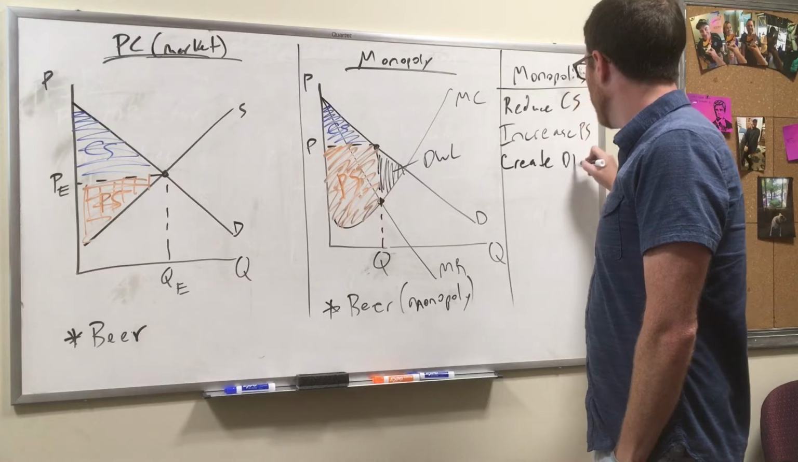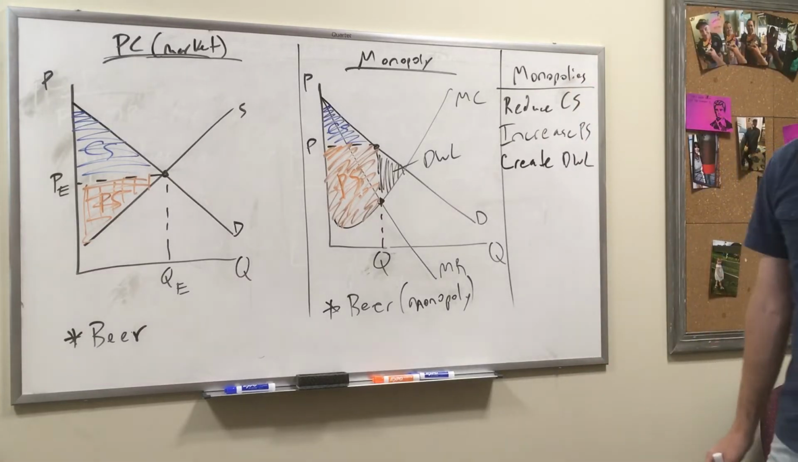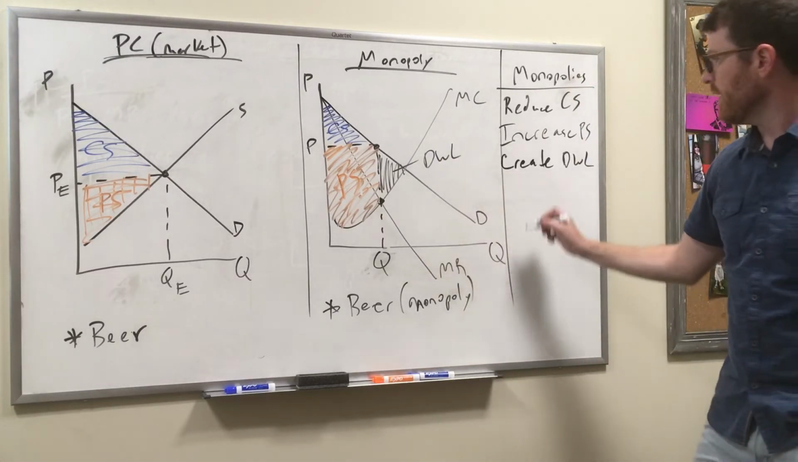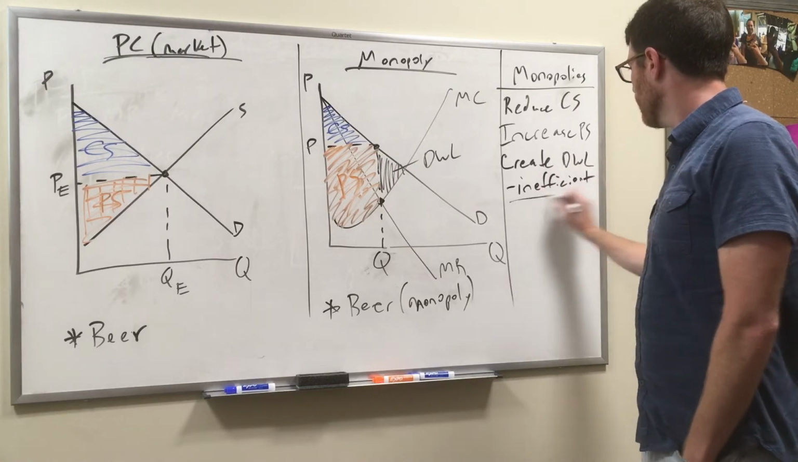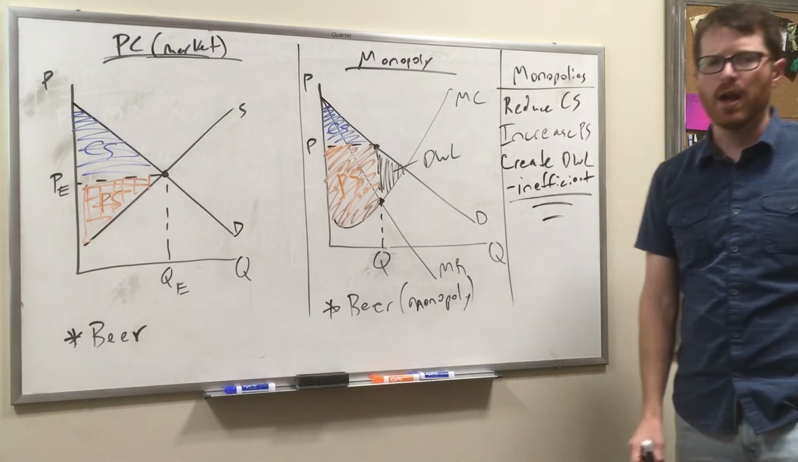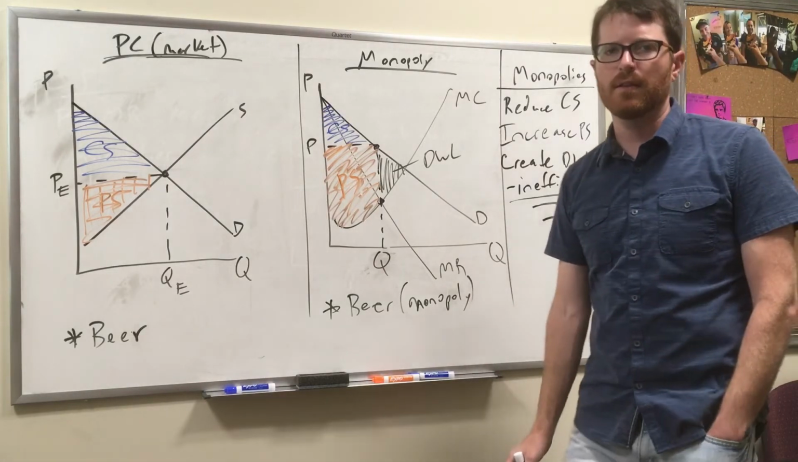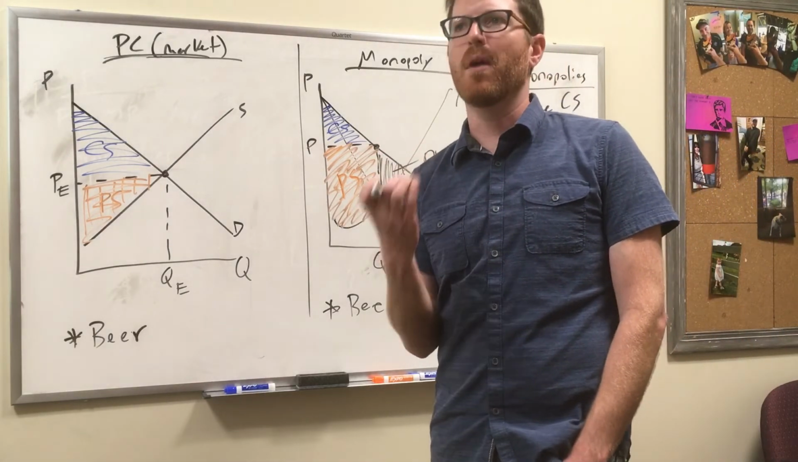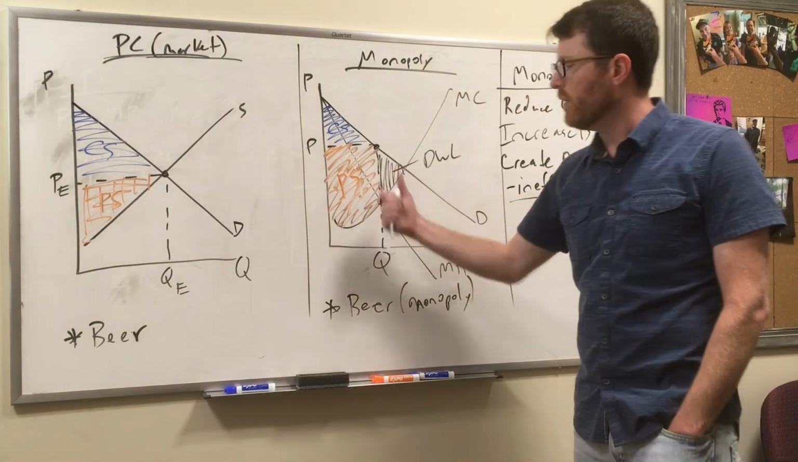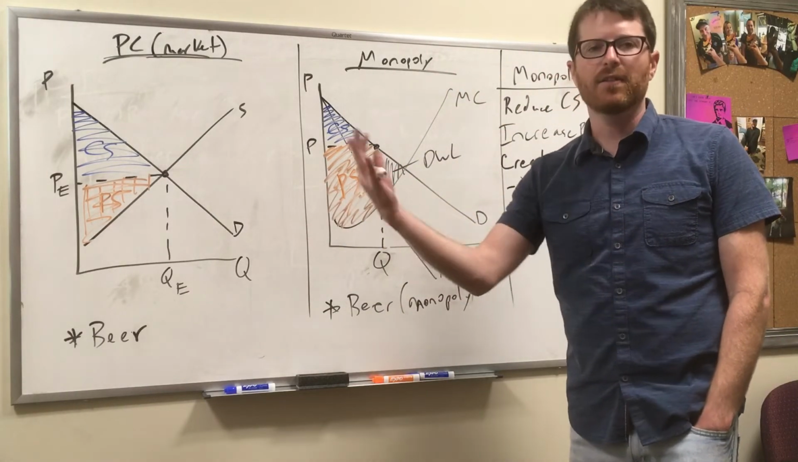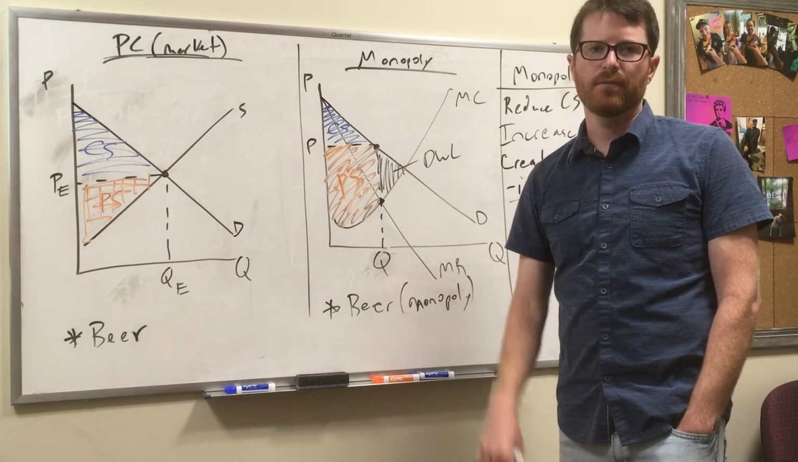they create deadweight loss, which is never a good thing. This market is inefficient. And the key thing to recognize here is that monopolies are inefficient in the sense that they do not maximize the value of the resources. There are possible resources here that could be making society better, and they're not.